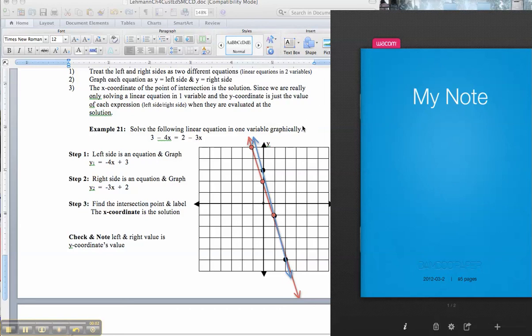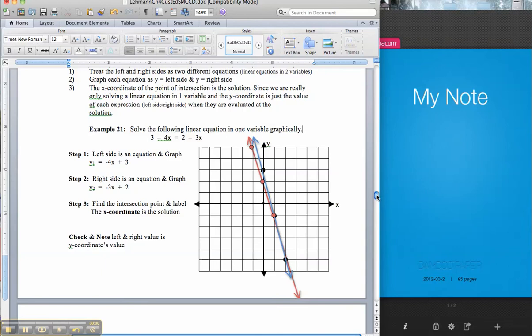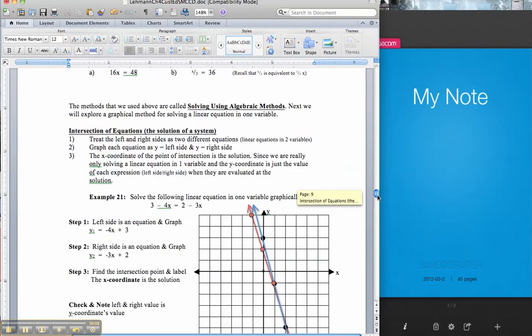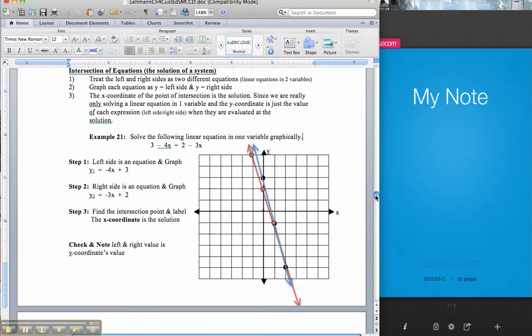All right, this is going to continue our section 4.3 notes, and we're learning to graph a linear inequality or a linear equation in one variable solution. So what we're going to do with this linear equation right here is treat it like a two-sided equation, each side being a linear equation in two variables. The left side looks like y1 equals negative 4x plus 3, and the right side looks like y2 is equal to negative 3x plus 2.